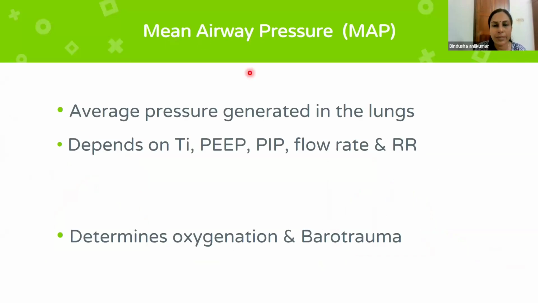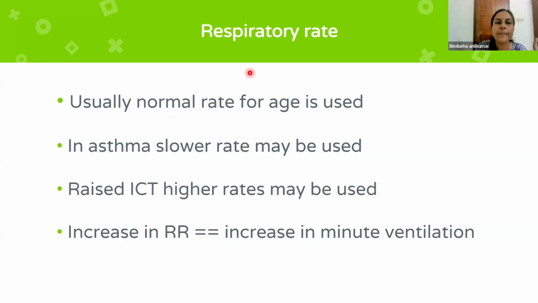Okay, so what is mean airway pressure? Mean airway pressure is the average pressure which is generated in the lungs. That depends upon the inspiratory time, the PEEP, flow rates, respiratory rate, and also the condition of the lung, the compliance of the lungs. Everything will determine the mean airway pressure. And the mean airway pressure is the one which determines oxygenation. If you want to increase the oxygenation, you need to increase the mean airway pressure. At the same time, this is the one which will determine the barotrauma. As mean airway pressure increases, the barotrauma also increases. So you need to know where to look for mean airway pressure, that we will see. Okay.